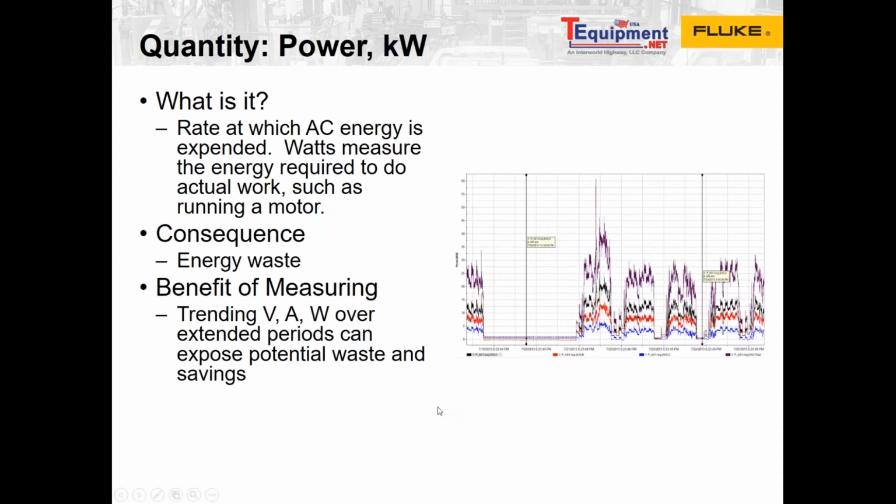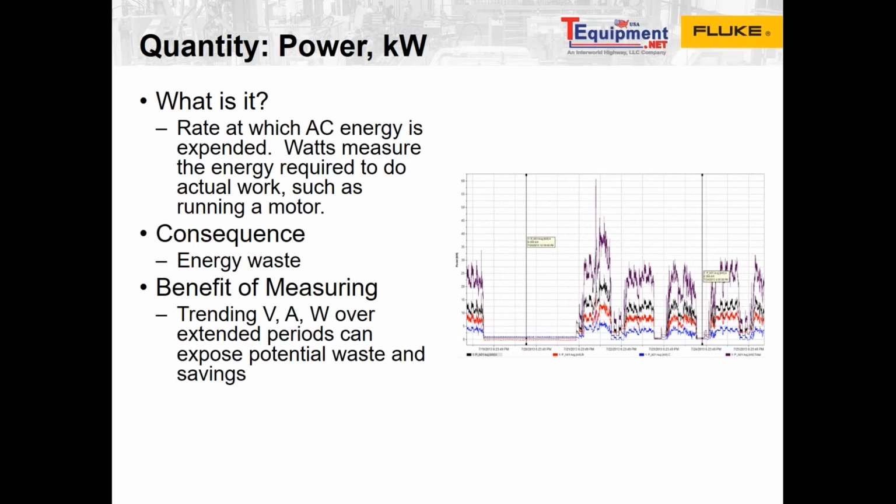So kilowatts is pretty much the rate at which your AC energy is expended. Like we were saying, it's more like kilowatt hours divided by hours, so the hours go away and you're left with kilowatts. And watts measure the energy required to do actual work, such as running the motor. Put another way, working power, also called actual power, active power, real power, it's got a lot of names, is the portion of total power that performs useful work, like turning a belt or a fan. The consequence here is energy waste, and maybe you just want to find opportunities and ways to reduce that energy.